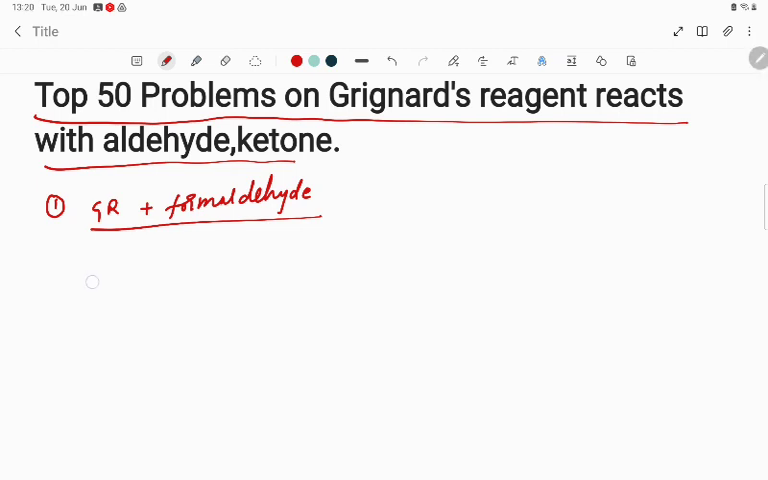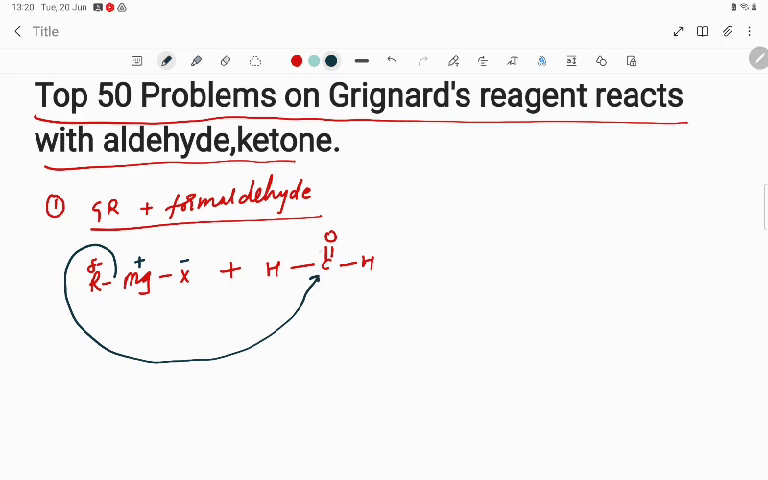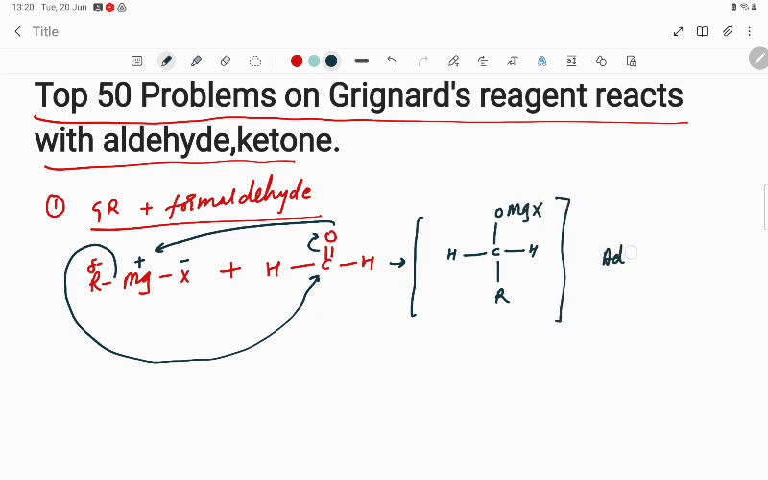Here you see, suppose we have RMgX and you are treating it with H-C double bond O-H. The carbon is electropositive and the oxygen is electronegative, so the R group is going to attack on the positive carbon. The double bond shifts onto the oxygen, and as a result the oxygen takes the magnesium ion. So this forms the adduct: H-C-H, with R downside and O-MgX. This is what is called the adduct.